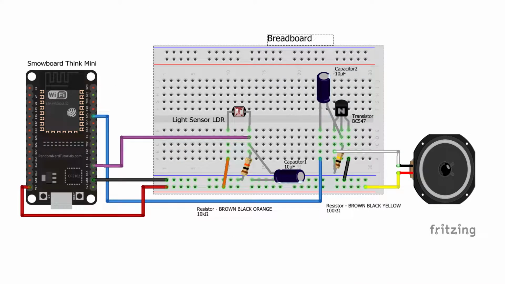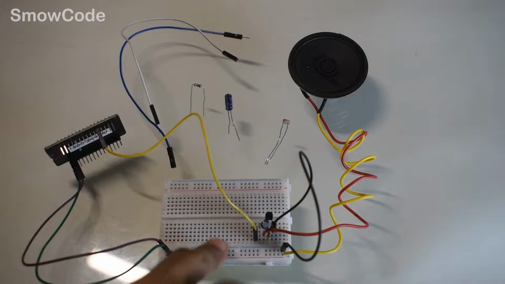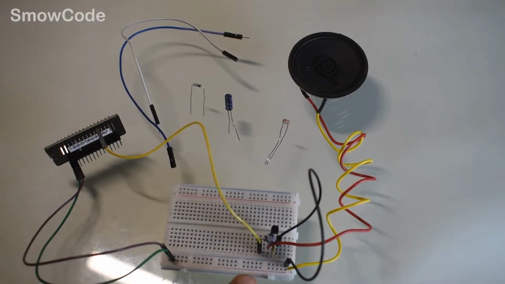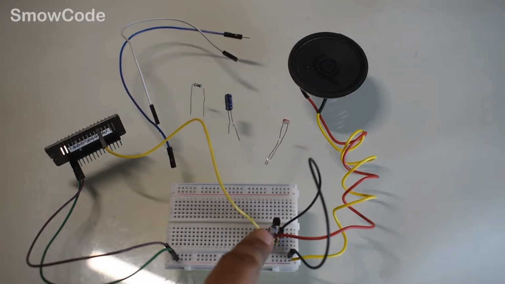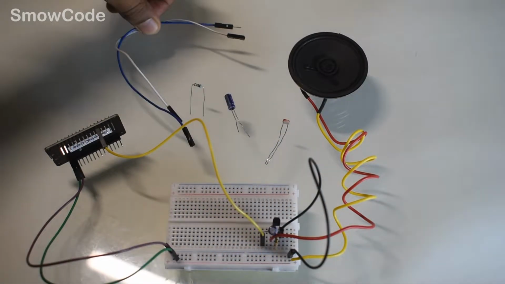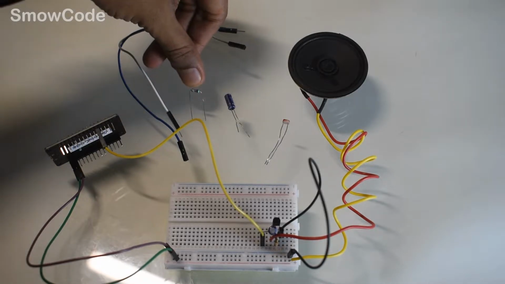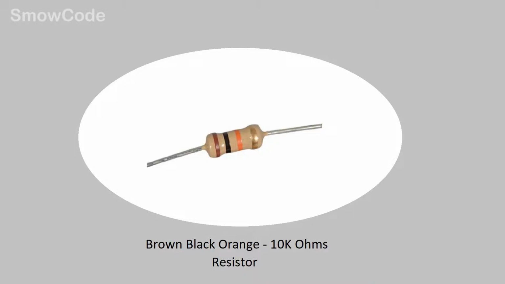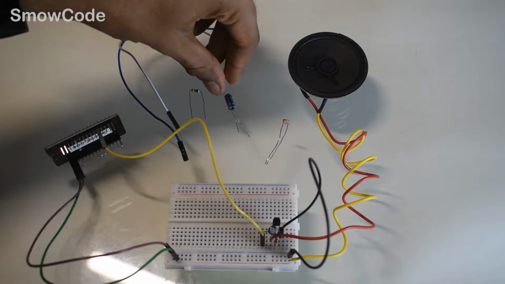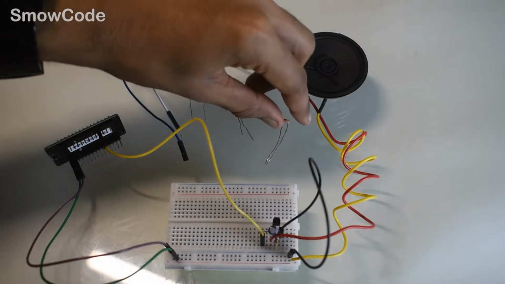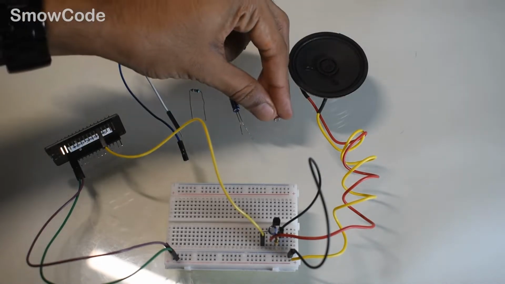Let's start making this circuit. We'll require our previous circuit of sound, which is the right side section of the speaker and transistor, and two male to female wires, a resistor with the color bands brown, black and orange as shown on the screen, a capacitor of 10 microfarad and an LDR sensor.